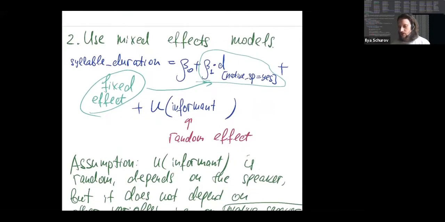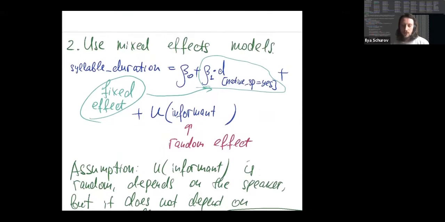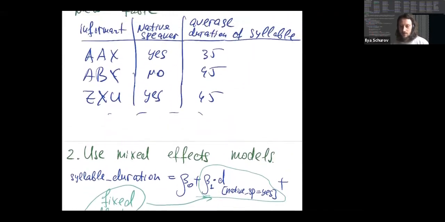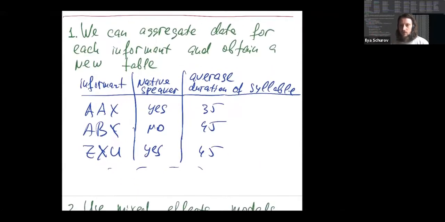Actually, you can try to use some other models, but I think these two are most popular. Of course, sometimes people just don't care, but okay, it is possible as well. I'm not sure that it is correct.